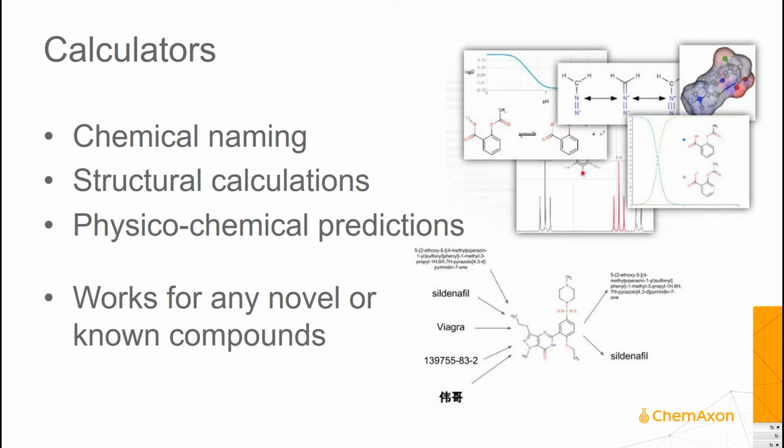The most important thing here is that these calculations are not dictionary-based. That means we can calculate the properties for any novel or known compound, and this can be really useful if you want to synthesize something new and you don't have any measurement data for that.